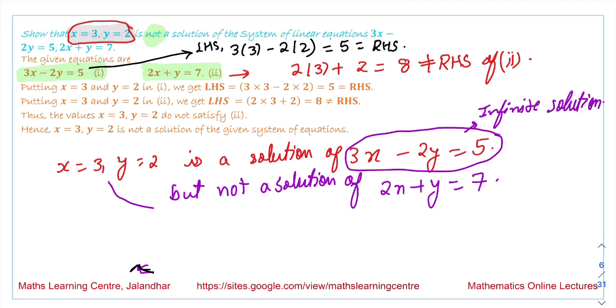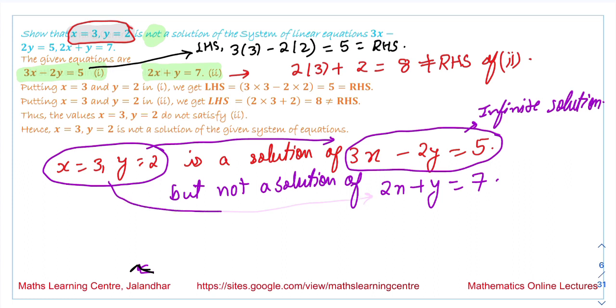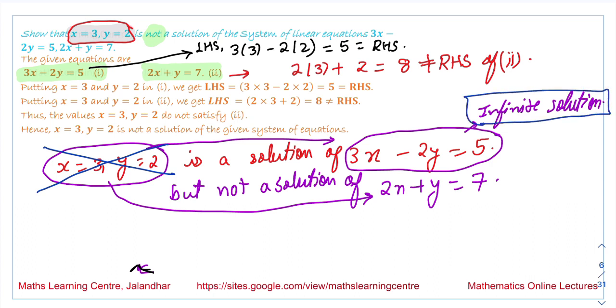We are saying that this is one of the solutions of the first equation, and it is not the solution of this other equation, so it means this is not the solution of the simultaneous equations. It may have some other solution. Basically it has infinite solutions, but this is not the solution of these two simultaneous linear equations.